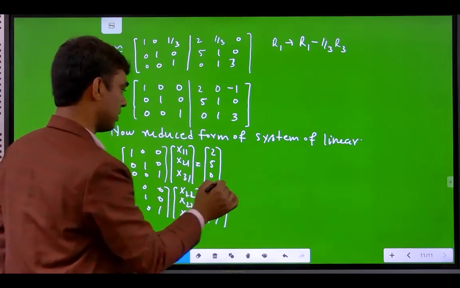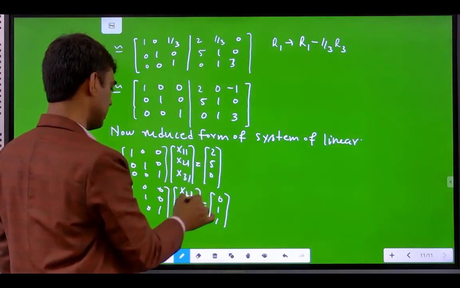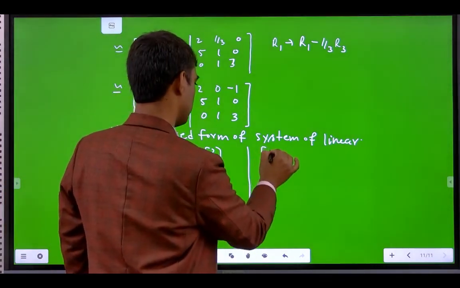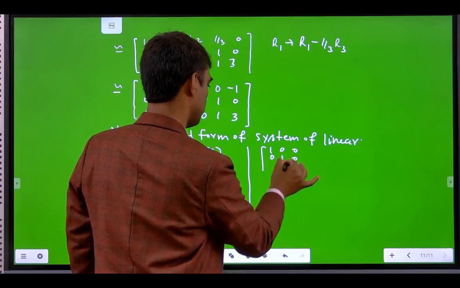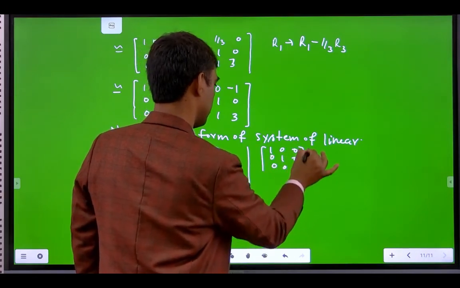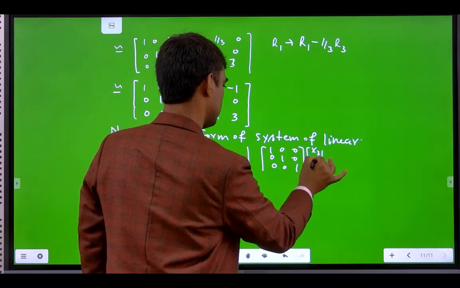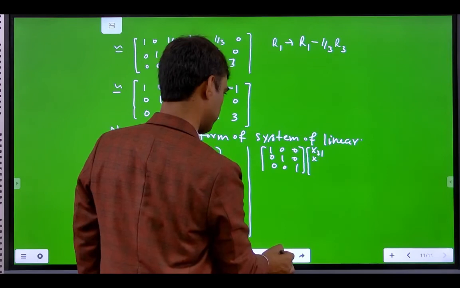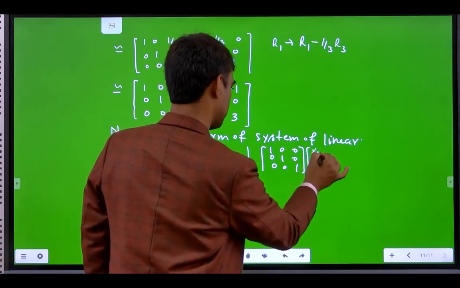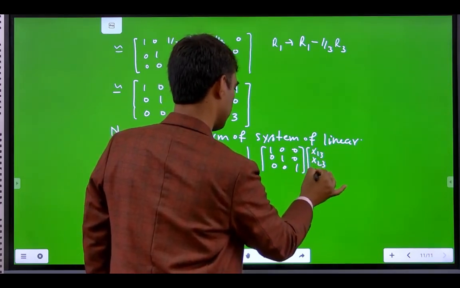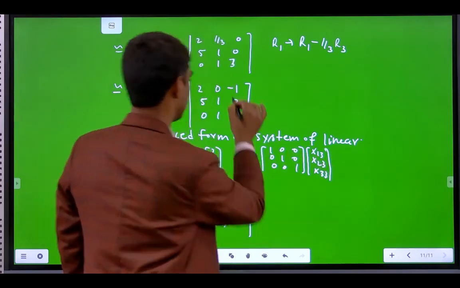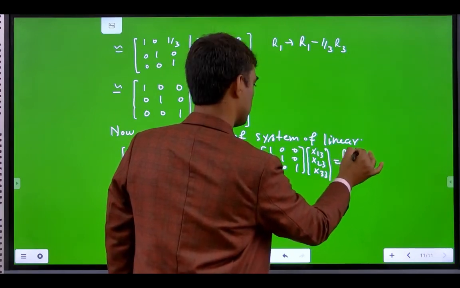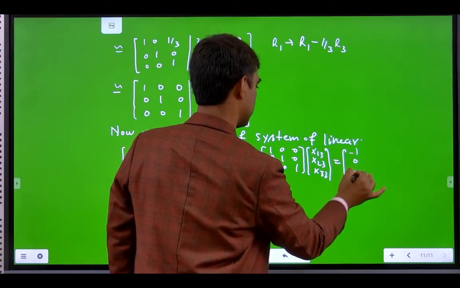Now the third one is what? This one is the second system of equations. Now the third one we write here 1 0 0, 0 1 0, 0 0 1, and the unknowns x1 3, x2 3, x3 3. This one equals the third column, so minus 1 0 3.